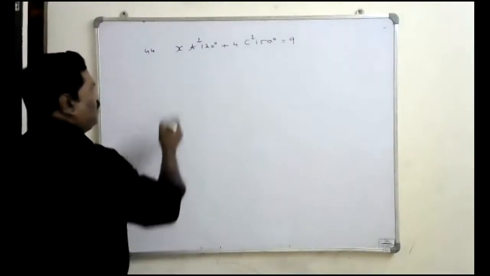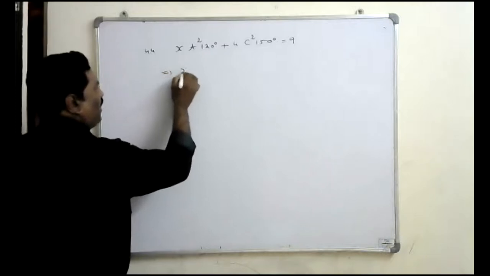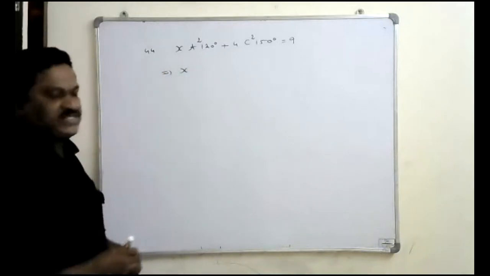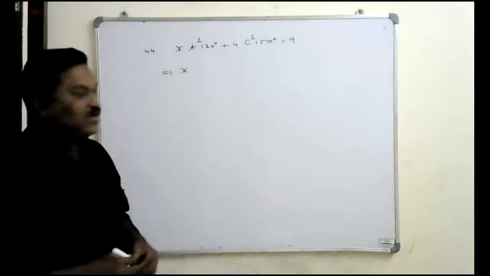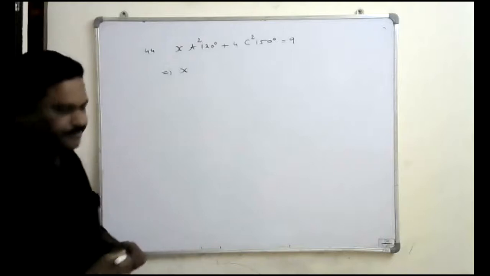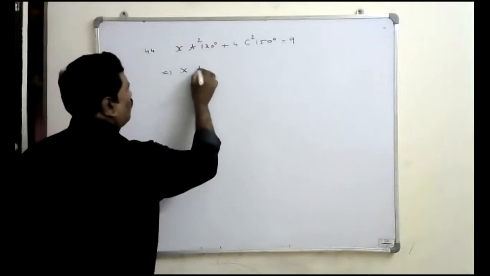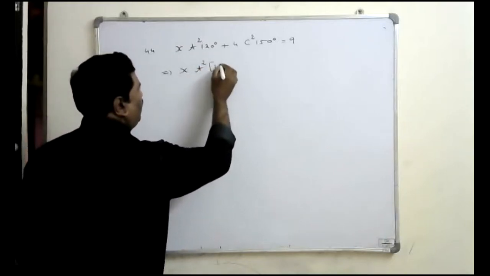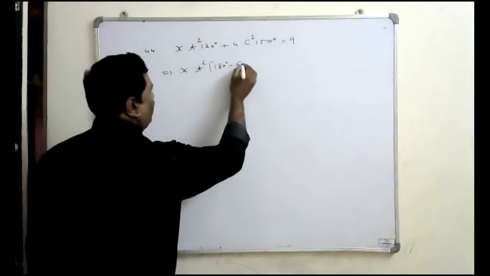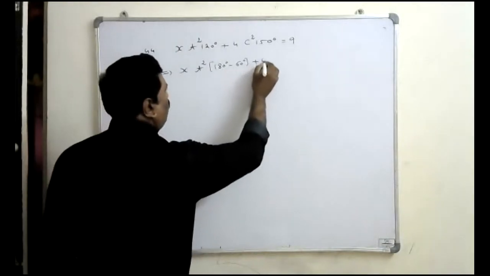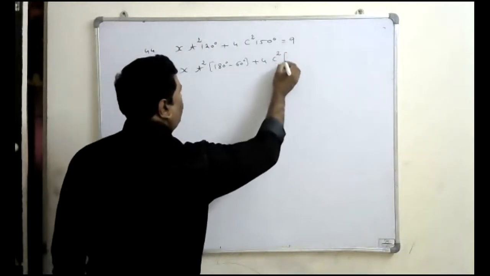Okay. So here you have to find the value of tan square 120 and cos square 150. Tell me, how do you write 120? 180 minus 60. 180 minus 60. Plus 4 times cos square. How do you write 150?